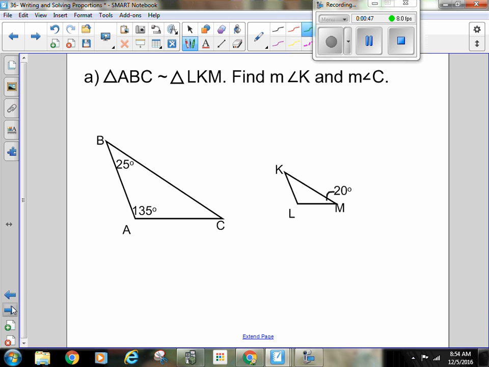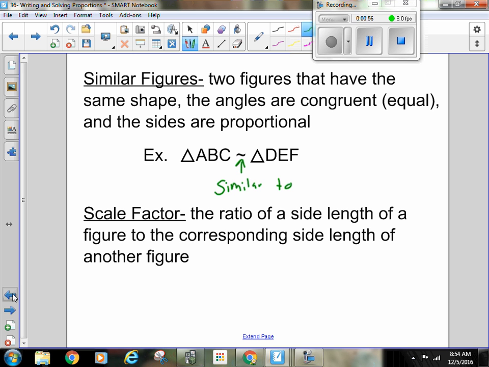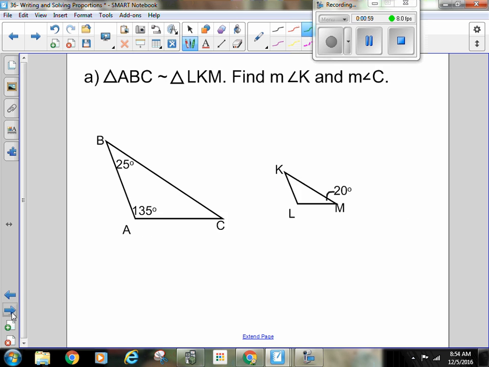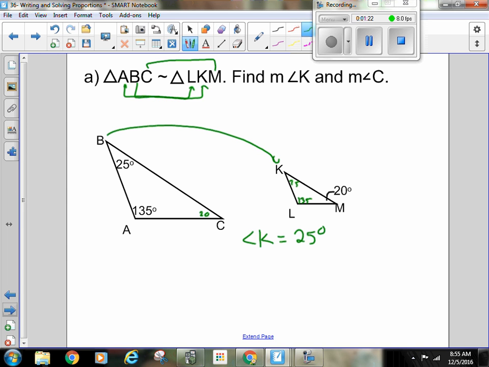Okay, so triangle ABC is congruent to triangle LKM. Find angle K and angle C. Well, if we go back, the definition says that their angles are equal. So we look here. A is going to match up with L, so angle L is going to be 135, and then B goes with K, so this angle is 25, and then C goes with M, so this angle here is 20. So angle K is 25 degrees, and angle C is 20 degrees. So we didn't have to do really any calculations for that.